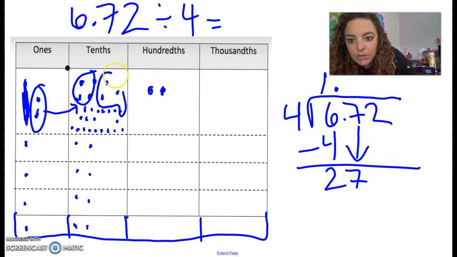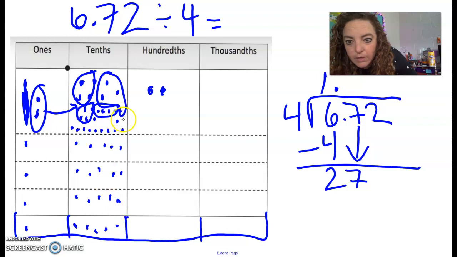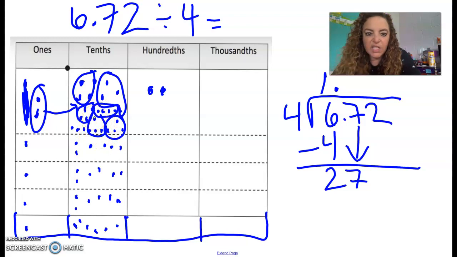I'm going to snag this one that was right there. 4. Okay. 1, 2, 3, 4. So I'm going to snag this group of 4 right here. 1, 2, 3, 4. I'm going to do this group right here of 4. 1, 2, 3, 4. That's going to be this group right here of 4. 1, 2, 3, 4. That's going to be this group right here of 4. Oh, and I have 3 left over.